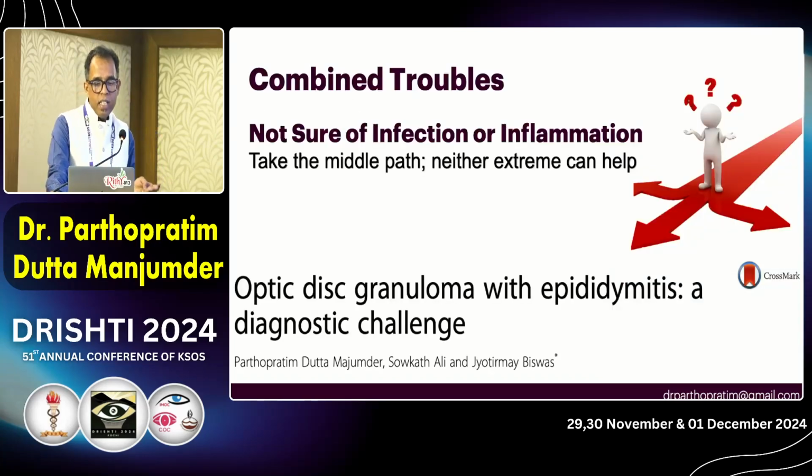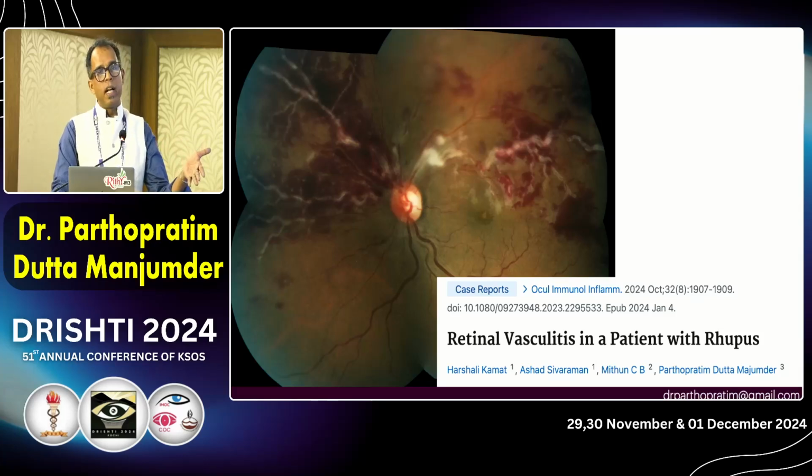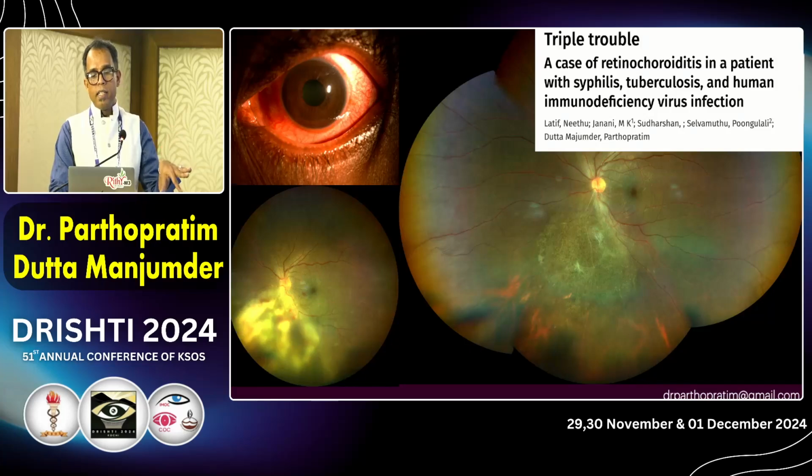This is another patient of retinal vasculitis I published with Arshad and Hashali. What is it? There is rheumatoid arthritis and lupus, a combination of both. And this is Neethu's publication, which was not a double trouble. It was a case of retinochoroiditis which presented with syphilis, tuberculosis and human HIV infection.